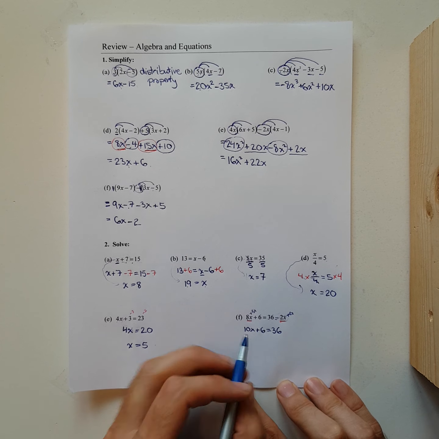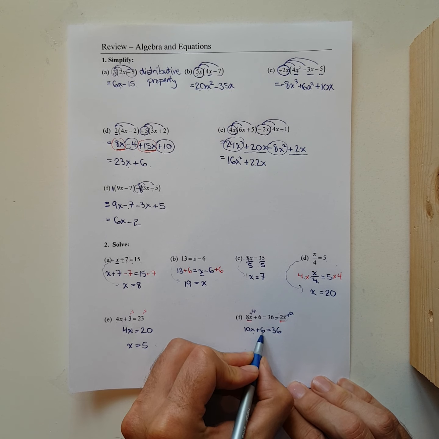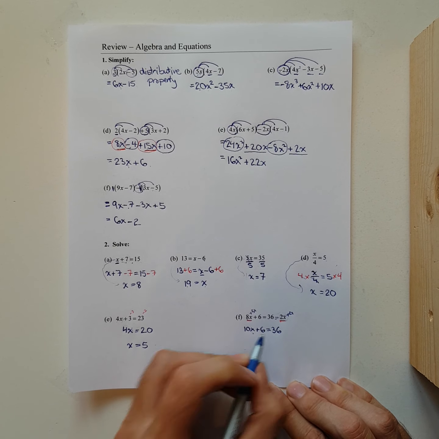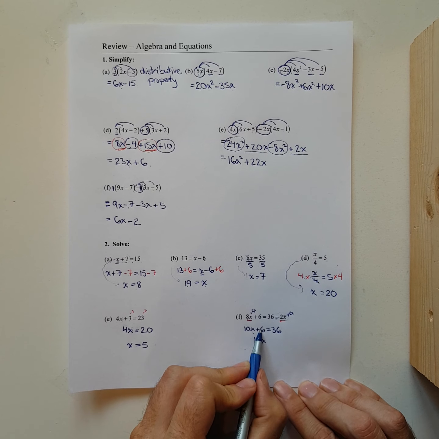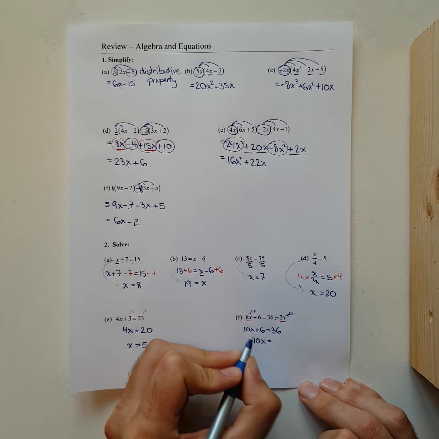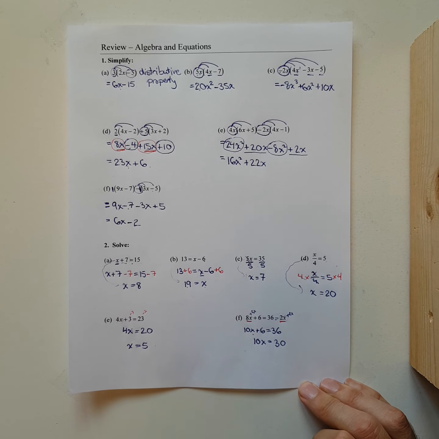So now to try and isolate that x, I'm going to get rid of the adding 6. So the opposite of adding 6 would be subtract 6. I'm not going to write it, I'm just going to go ahead and do it. Subtract off 6 here. I'm left with just the 10x. So subtract off 6 on the right-hand side, and I'd be left with 30.